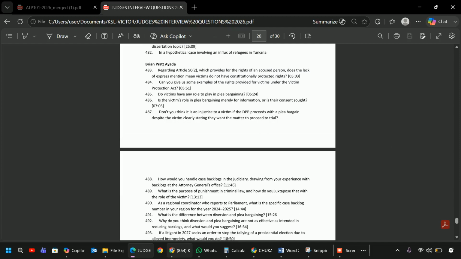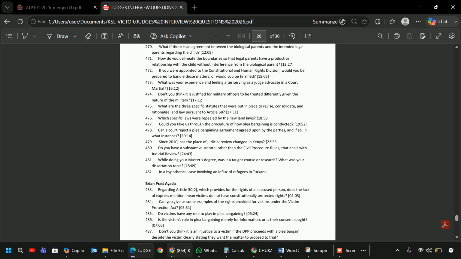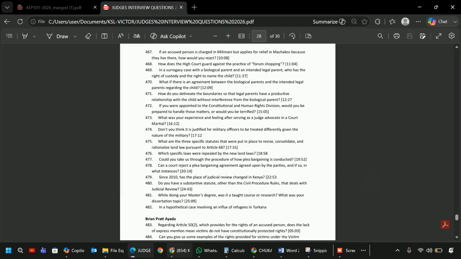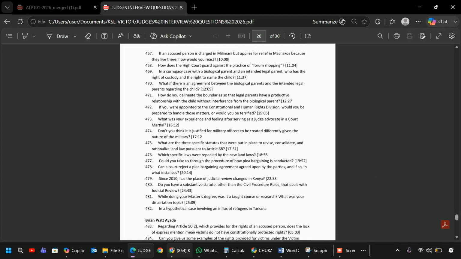Then I beg you to read question 479. Since 2010, has the place of judicial review changed in Kenya? And the answer is a complete yes.